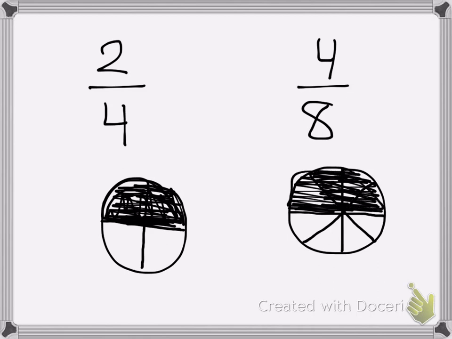So when I'm comparing these fractions, I see that this 2/4 and 4/8 both take up the same amount of space inside my circle, which means 2/4 and 4/8 are equal fractions or equivalent fractions. So that would just read 2/4 is equal to 4/8. And they are also both equal to 1/2.